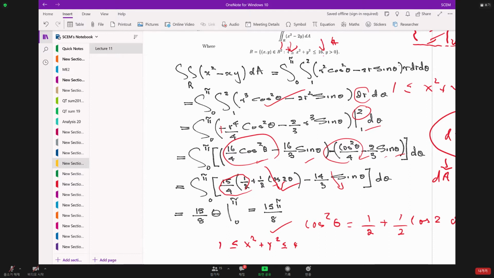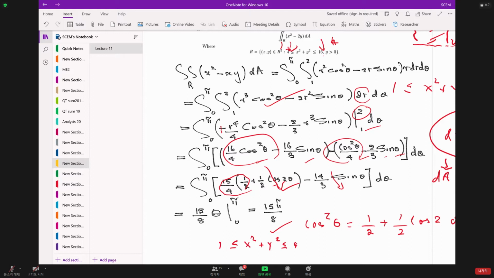When you see a region like x squared plus y squared, always use polar coordinates. Remember that you have to multiply by r dr d theta. Your dA, which is dx dy in the rectangular system, is r dr d theta in the polar system. You must remember that.